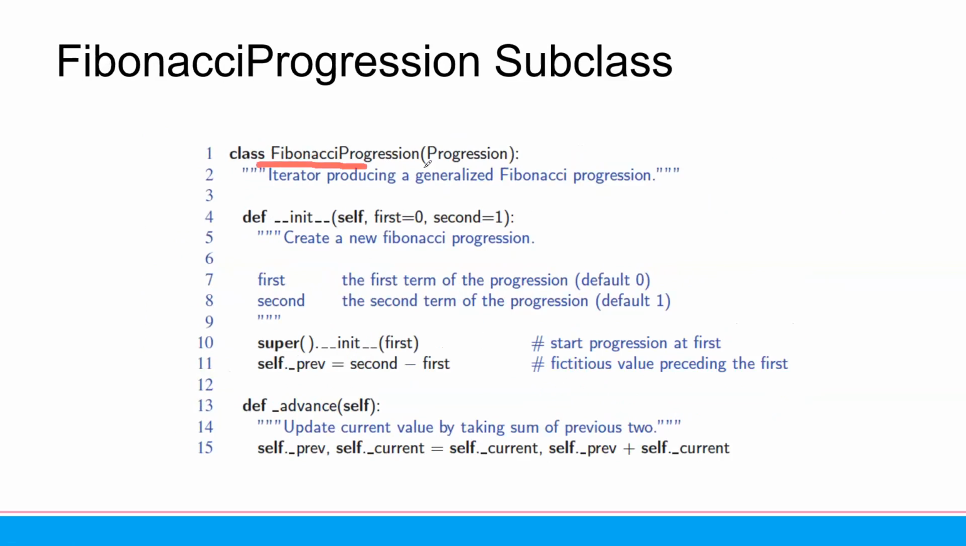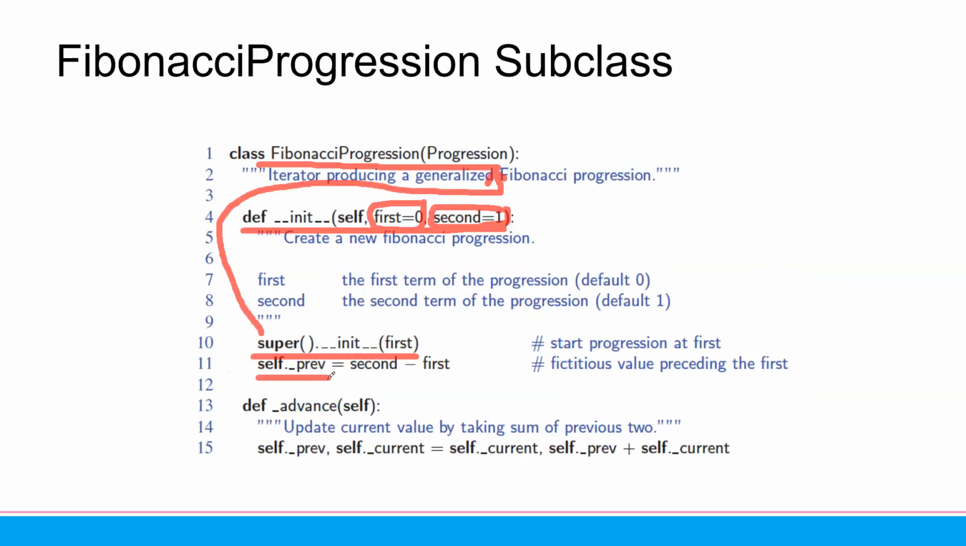For the Fibonacci, again, we define the constructor. In this case, we define the first and we define the second. And then we call the super, so the super is the superclass. And then we want to get the previous. So we call this previous the fictitious value.